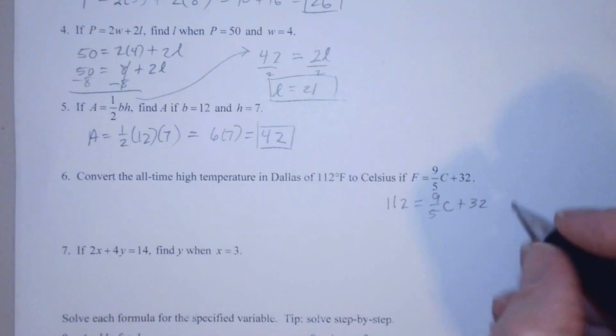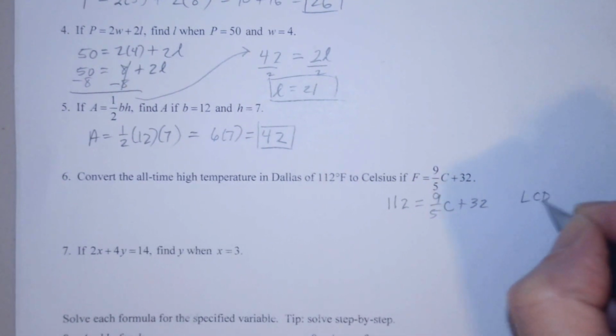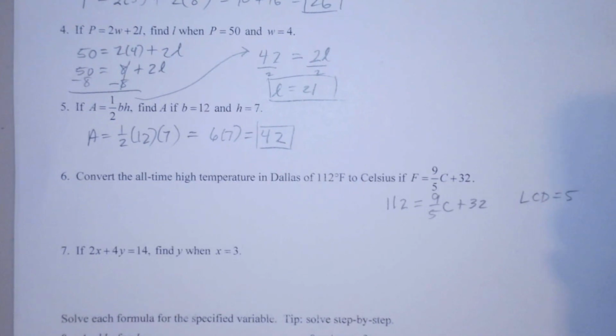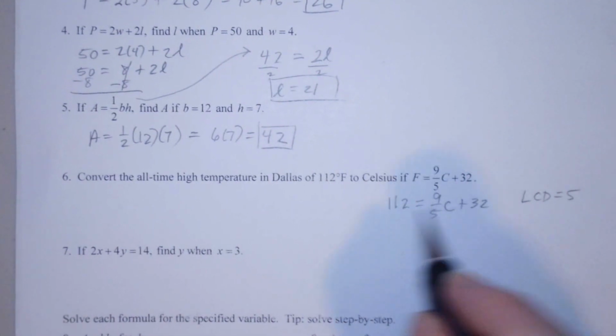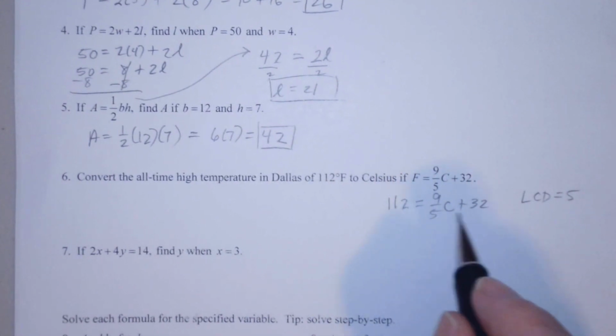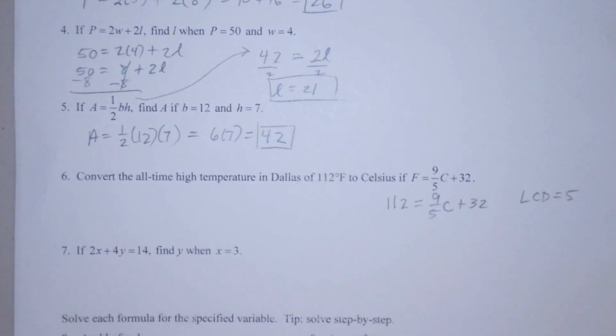Now, there's a couple of ways we could do this. I'm going to go ahead and use our LCD, which is 5, and I'm going to multiply both sides by 5, so each term will get multiplied by 5.